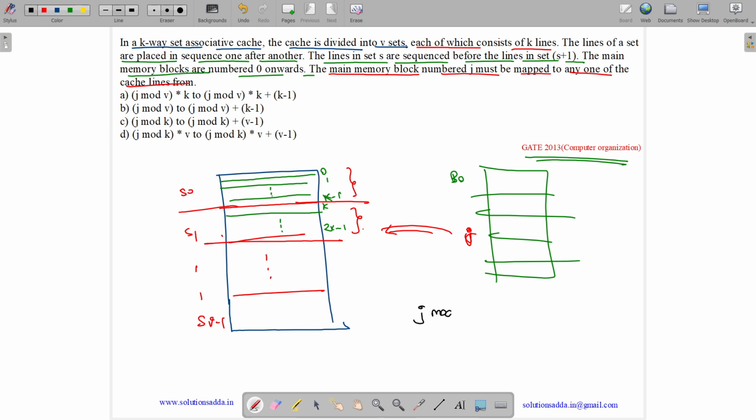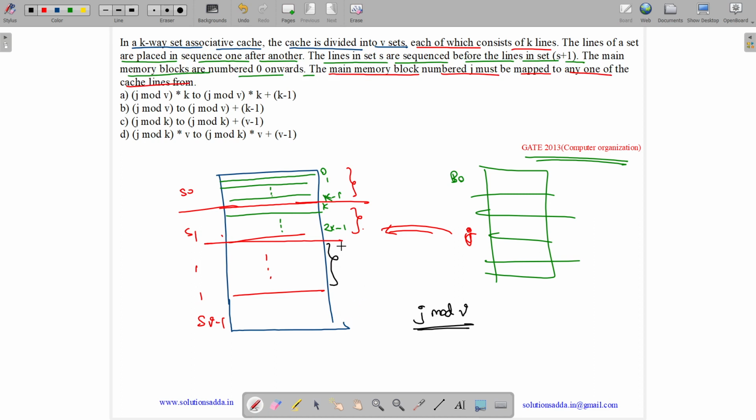Why would it be mapped to J mod V? It will be mapped to J mod V because we have a total of V sets and it can be mapped to any one of these. Thus it will be mapped to set J mod V, which will be one of the cache lines over here.